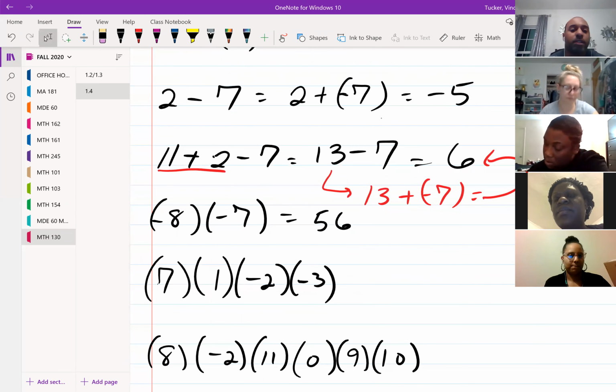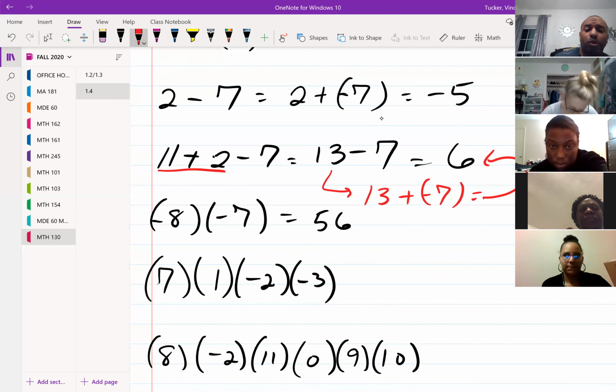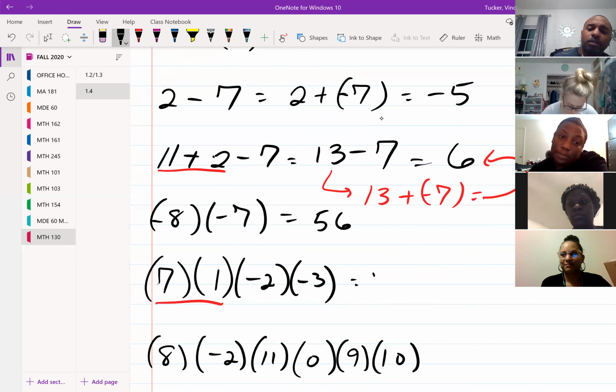All right. Same thing happens with this next one. Notice we have 7 times 1 times -2 times -3. So once again, take your time. You don't have to multiply them all at the same time. 7 times 1 is 7.